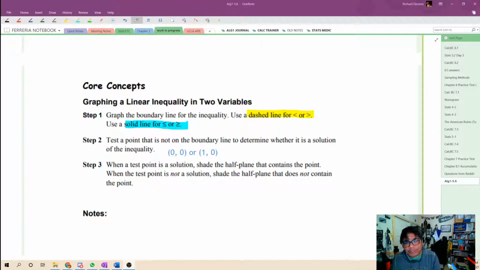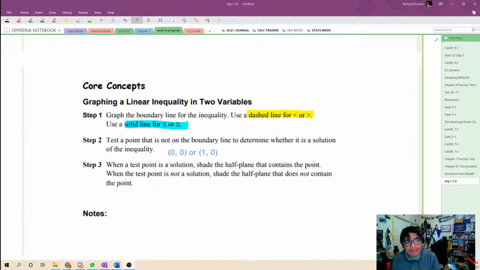There's a really nice visual tell to know which one to use, and that's the underline. Notice how over here for the solid line, the two inequality signs have been underlined. So when you see that underline, that means you want to use a solid line.